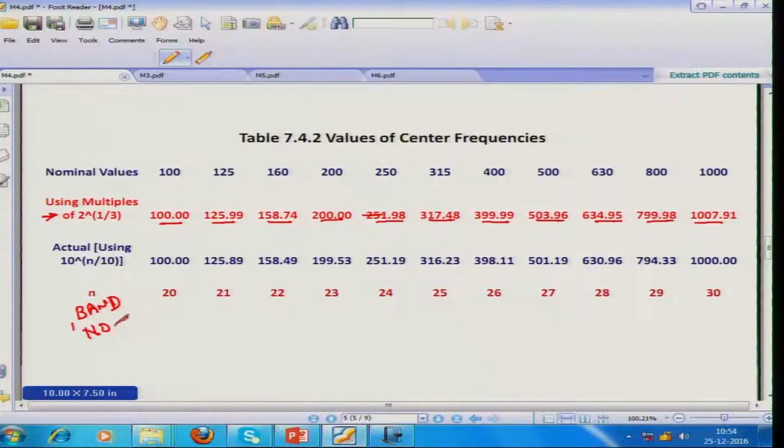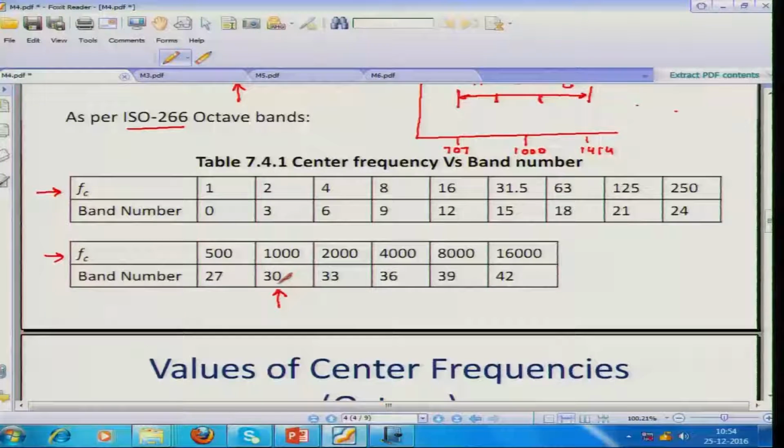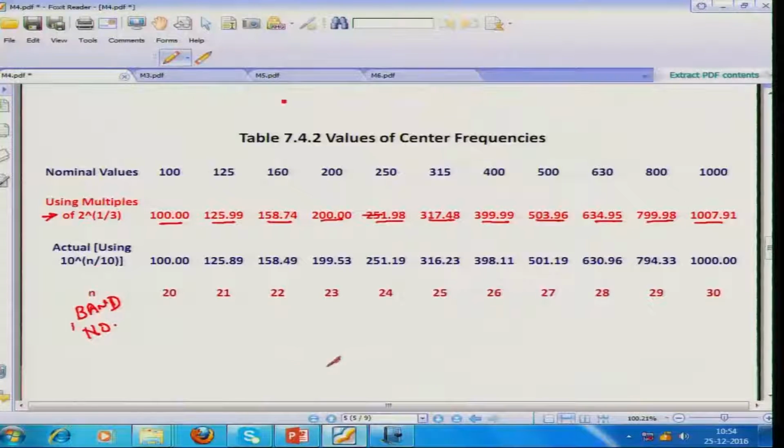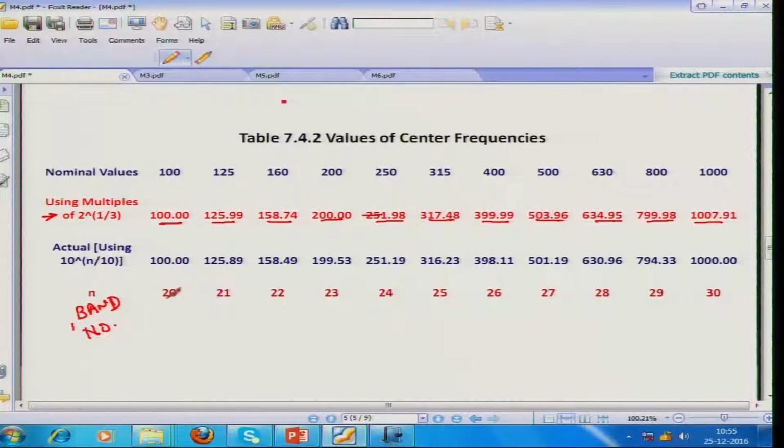So, remember the band number was 30 for 1000 hertz central frequency. We put the same band number here. But each time you go up by a 1/3 octave band, you increase the band number. So, starting from 100, the band number is 20, 21, 22, 23, and it goes up to 30. What are the corresponding central frequencies for each band number?